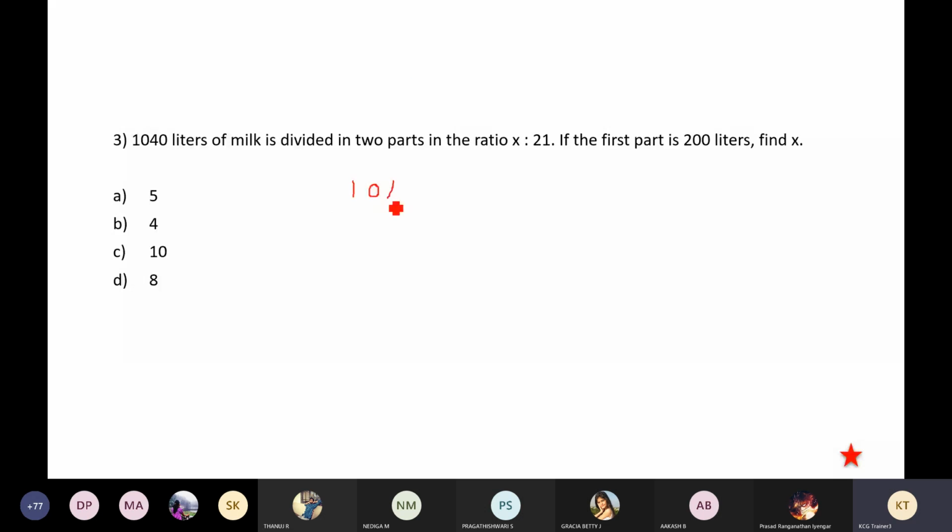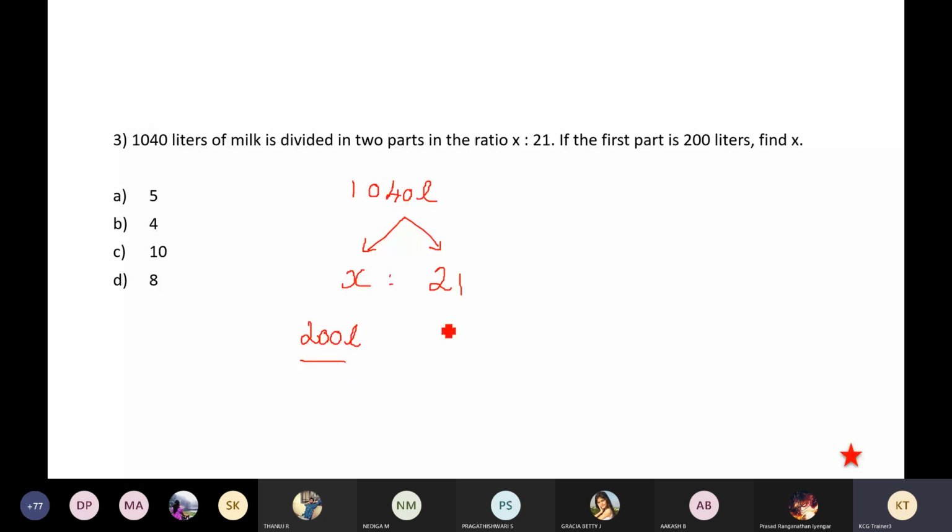What is given? 1040 liters of milk is divided into two parts. And those two parts are in the ratio X. As you have told me, the first part is 200 liters. The first part 200 liters. Can you guys tell me what will be the second part?